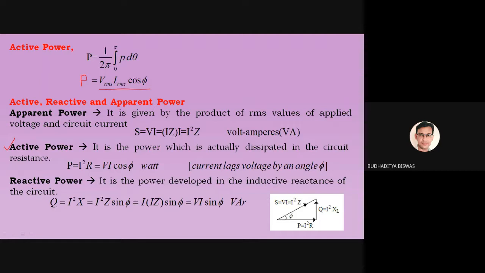Am I connected? Yes, sir. Okay. Second one is the reactive power.